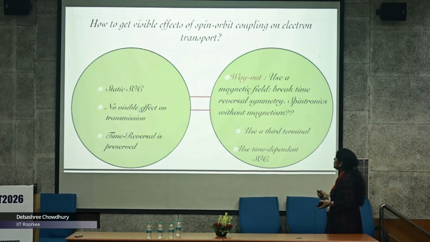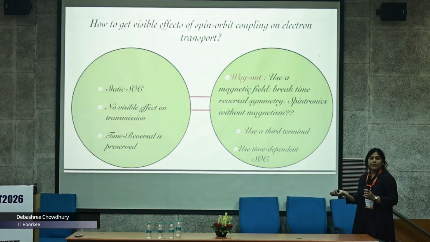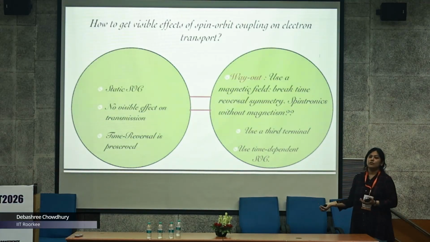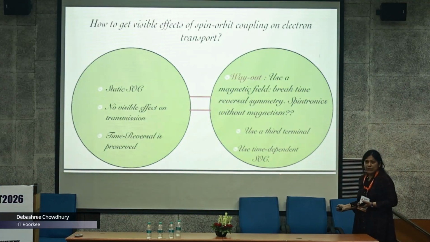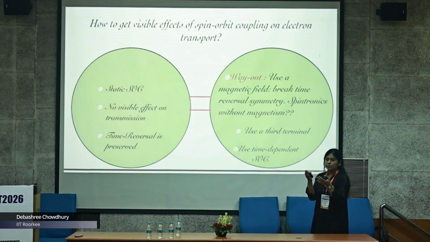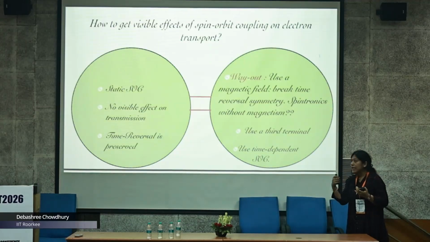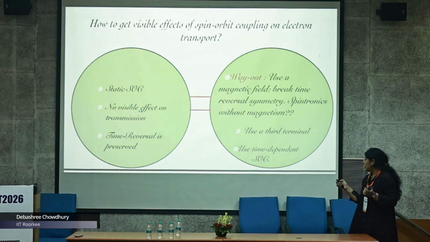One thing that immediately comes to our mind is to use some magnetic field, because we all know that a magnetic field breaks the time reversal symmetry, but we don't want to have a magnetic field on top of the spin-orbit coupling. Another thing is to use a third terminal. If you add a third terminal and measure the current between any two of them, then you can have some time reversal symmetry breaking. But we want to have the effect in a two-terminal junction. So what is the way out?